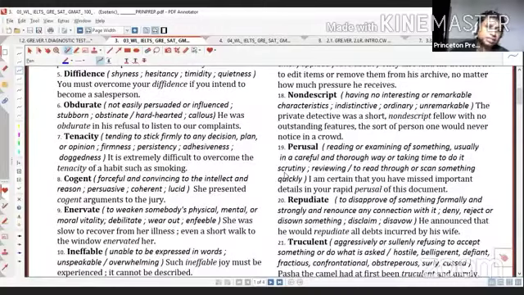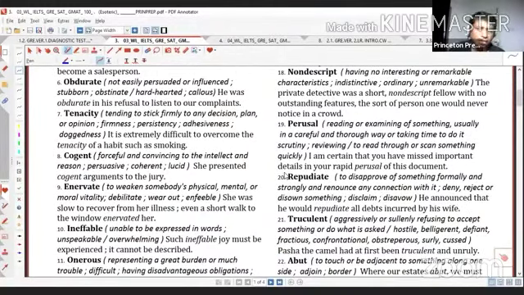Obdurate. Obdurate is very stubborn. আচ্ছা খুবই অবাধ্য মতো যা ভাবছে সেটা নিজে করবেই. Not easily persuaded or influenced, stubborn, obstinate, hard-hearted, callous. He was obdurate in his refusal to listen to our complaints. Obdurate.